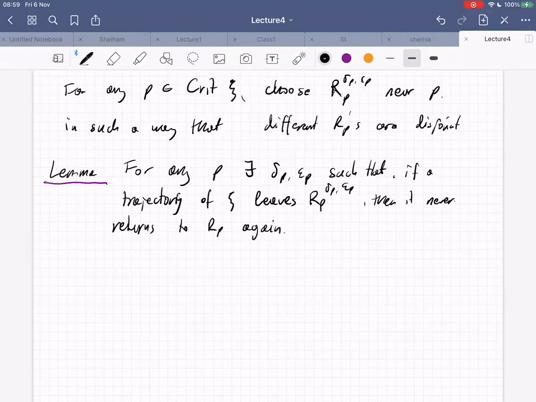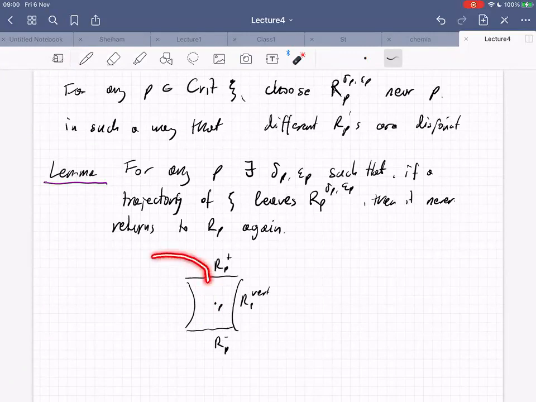So what is the situation? Let me redraw this R_p in a more suggestive way. So we have a critical point. This is R_p minus, this is R_p plus, this is R_p vertical. So what happens? We want to define a function here, but it might happen that we start with this function and we leave the trajectory. We can leave it by the definition of R_p only through R_p plus. We leave it, we return, and we come back here.